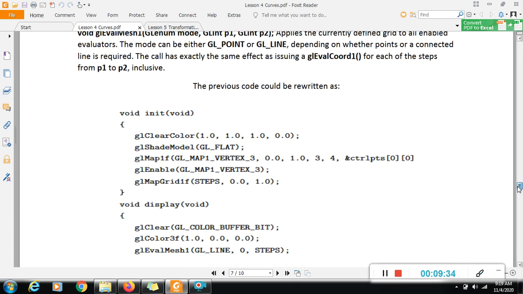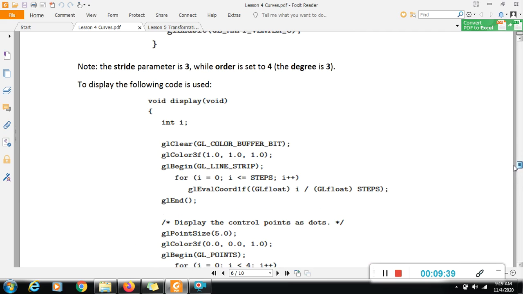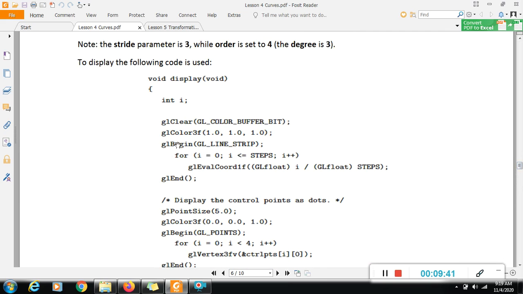This is what you're seeing here: GL enable, GL end, GL begin. GL begin is here, as you can see, and GL end. You can see how the evaluate coordinates are being called within the loop, and of course GL begin is used to define whatever is being done within the begin and end, where the actual execution of the program takes place. So this basically tells you a line will be drawn, GL line strip.